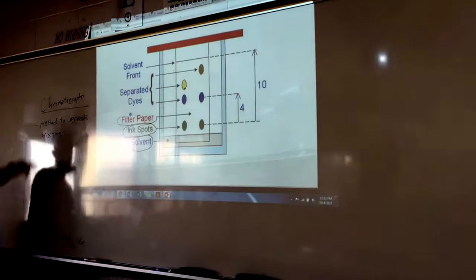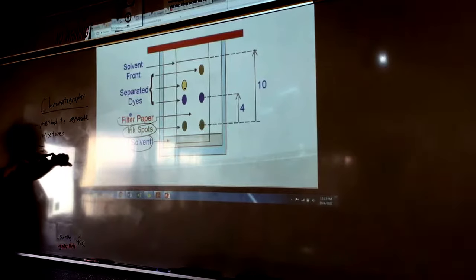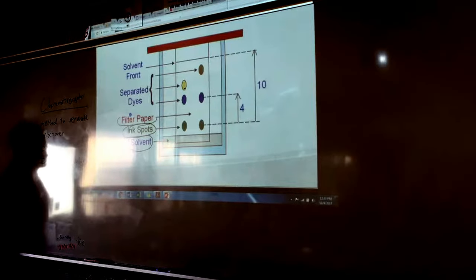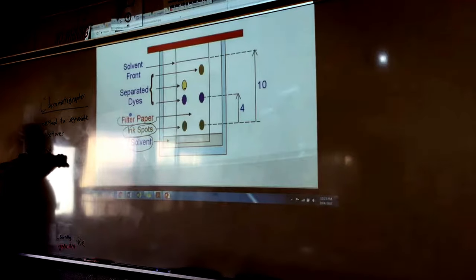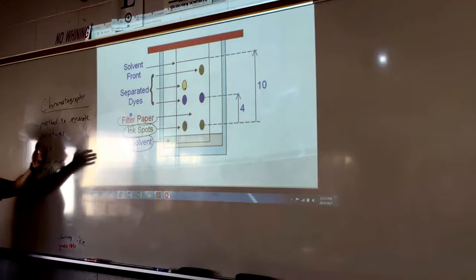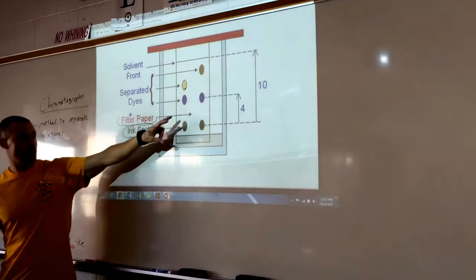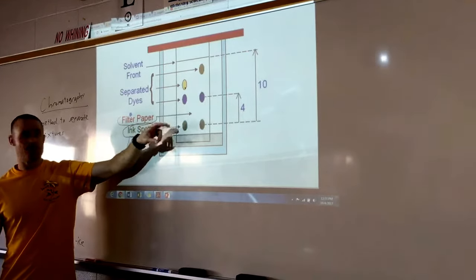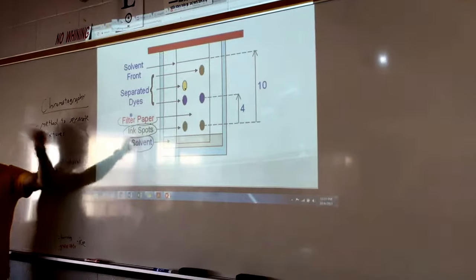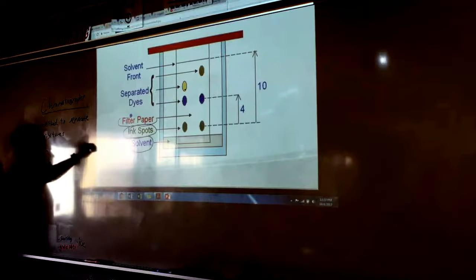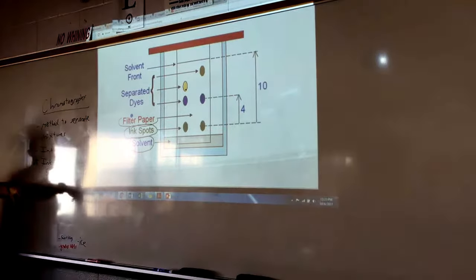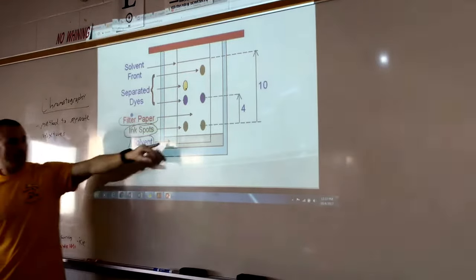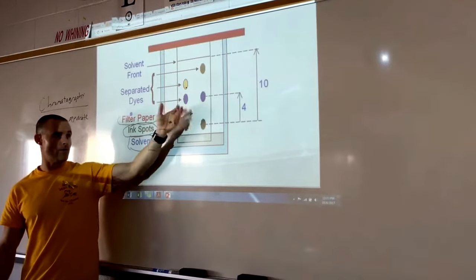So chromatography, a method to separate mixtures. Ink is usually the one used as an example. But whatever the substance is, it's almost always a liquid. You get some sort of paper or rigid surface. You put the liquid on it, a couple spots there. Ink, again, is the example. The solvent, usually water, will climb up the rigid surface.